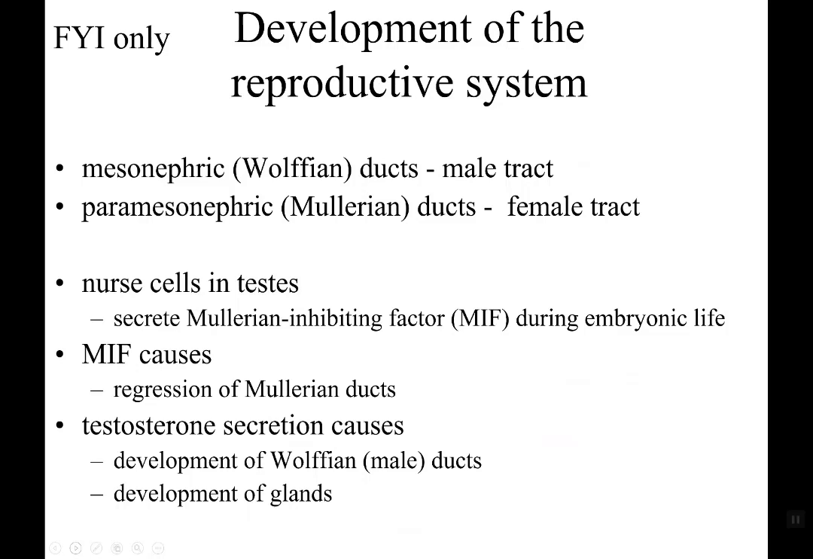So one feature that I didn't mention is what causes the degeneration of the Mullerian ducts in the presence of TDF. The other thing that I didn't mention is the Sertoli cells in the testes. So the Sertoli cells in the testes are cells which promote the development of sperm. And another thing that they do is secrete a variety of hormones. So they're part of the endocrine function of the testis. And one thing they secrete is called Mullerian inhibiting factor, which causes those female reproductive tracts to degenerate.